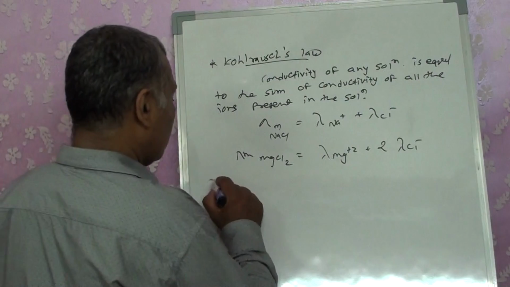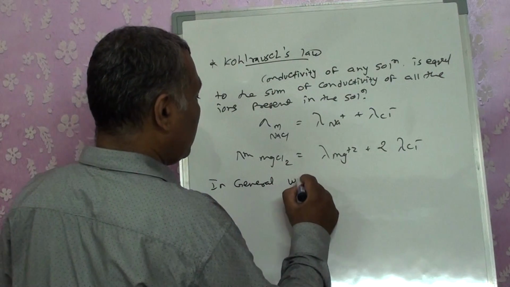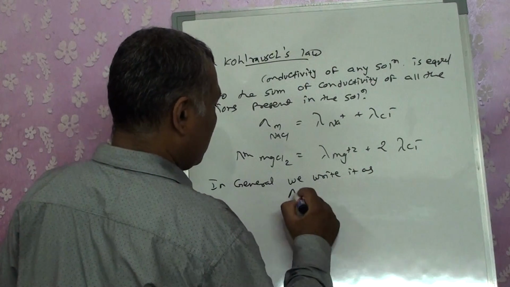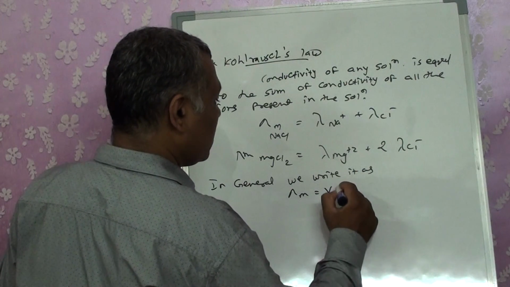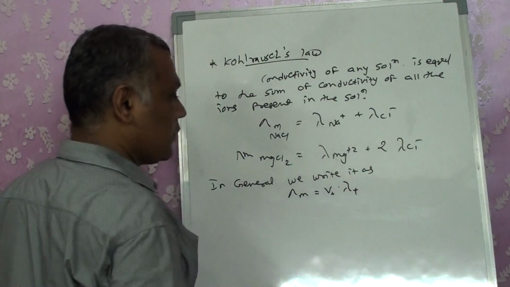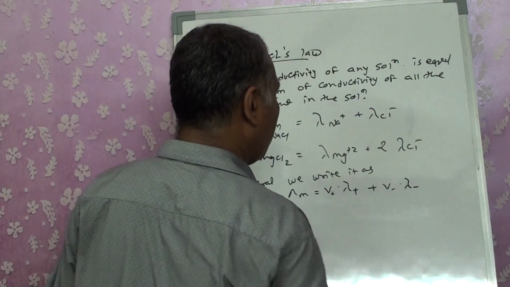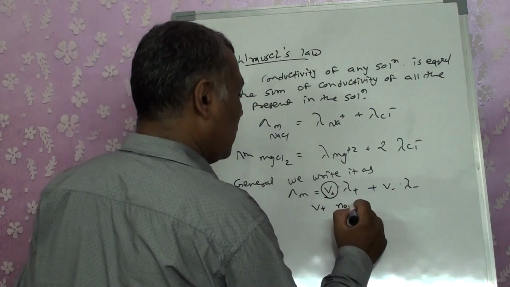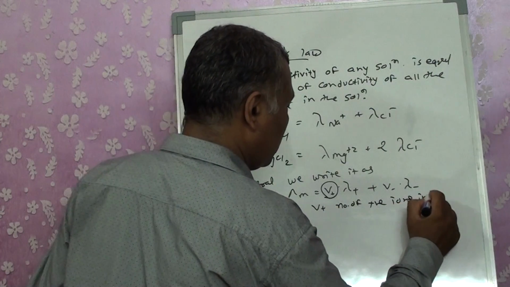So in general, we write it as: molar conductivity is equal to the number of positive ions into the conductivity of positive ions plus the number of negative ions into the conductivity of negative ions. This v plus indicates the number of positive ions in the solution.